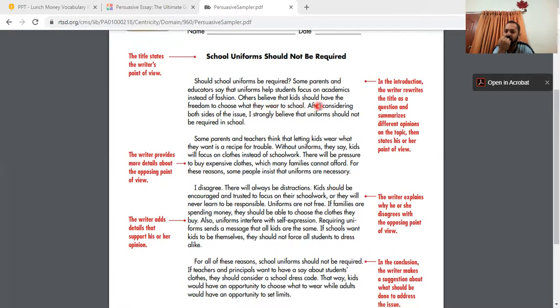Others believe that kids should have the freedom to choose. दूसरा जो है वो दूसरा point of view देते हैं ना. अब आपका क्या point of view है? This is the thesis statement. I strongly believe that uniform should not be required in school. मैं समझता हूँ कि uniform नहीं पहनना चाहिए स्कूल में, कि different dress code follow करना चाहिए. So अब इसका मतलब है this is the thesis statement. अब मैं इसके favor में कि uniform नहीं पहनना चाहिए, I will produce some strong reasons as well as examples.